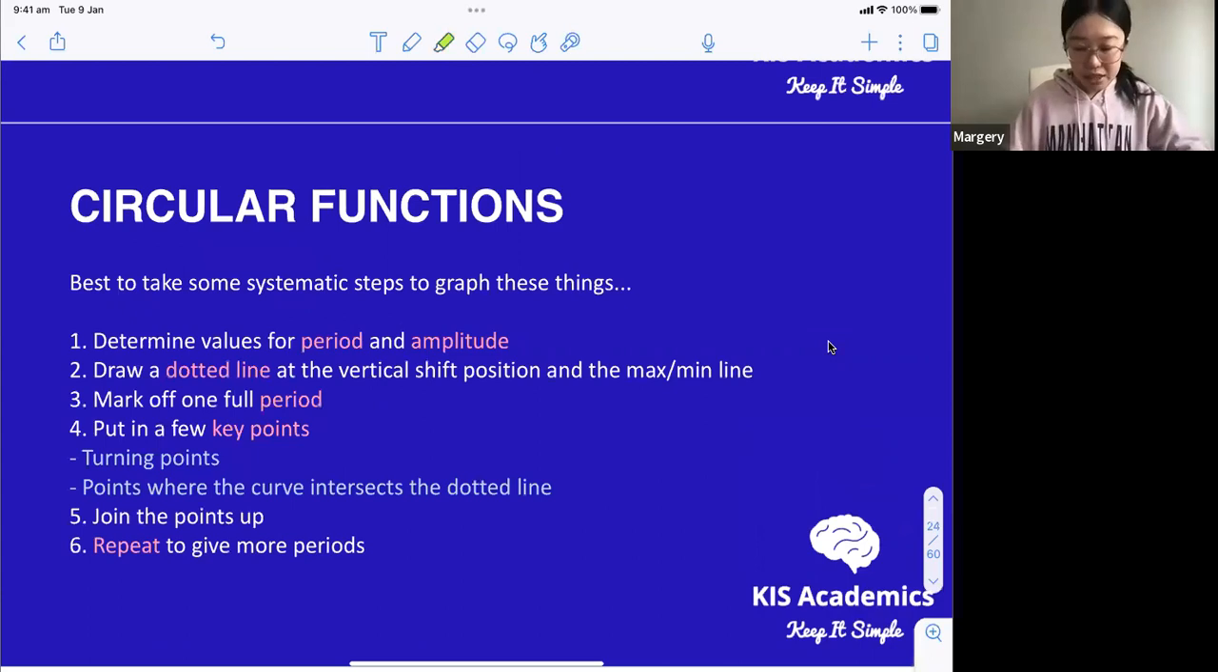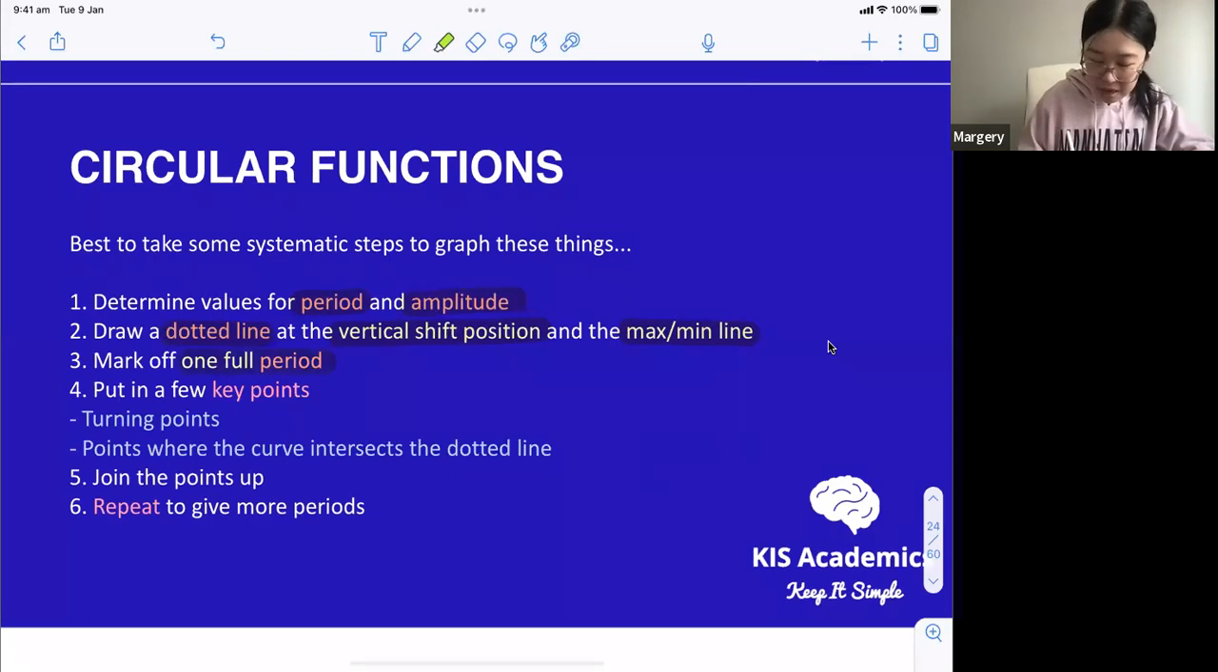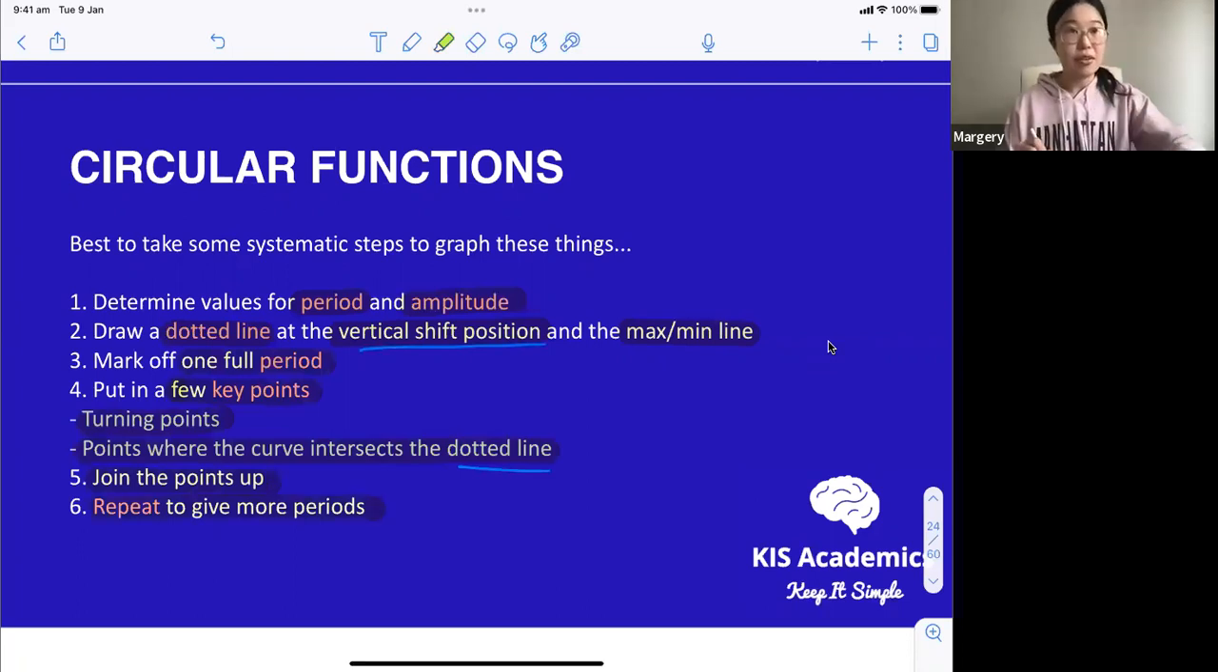In terms of actually sketching these graphs, these can be quite complicated with all of these transformations. So it's good to take some systematic steps. The first thing we can do is determine the values for the period and the amplitude. Once we've done that, we can draw a dotted line at the vertical shift position, and I'll explain what that means with the example that we've got. Then we can also label in our maximum or our minimum line. Once we've done that, we can mark off one full period, then plot in a few key points: any turning points, maximums and minimums, and any points where the curve intersects our dotted line. This dotted line is referring to our vertical shift position. Once we've done that, we can join the points up and repeat to give more periods, depending again on our domain.